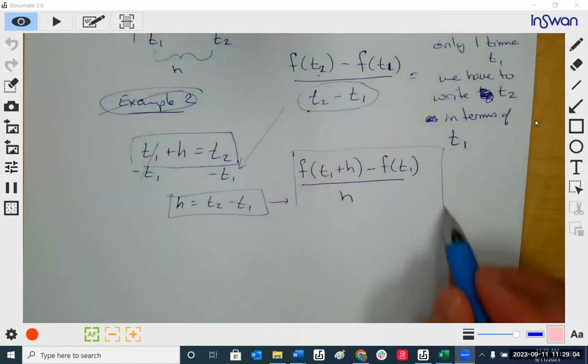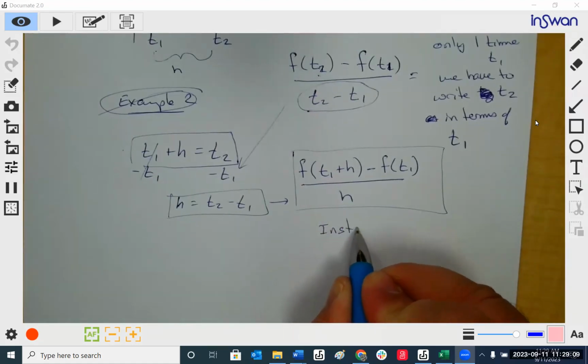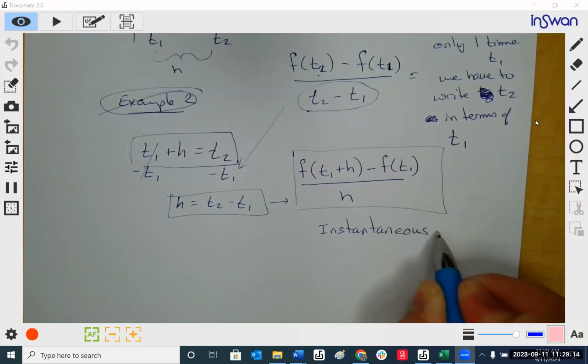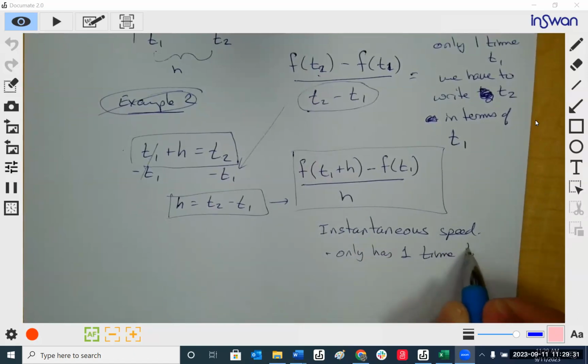This is the instantaneous speed. Can you tell me why it's called instantaneous speed? It only has one time, T1. Everything in this equation only happens at T1. And that's the instant we want.